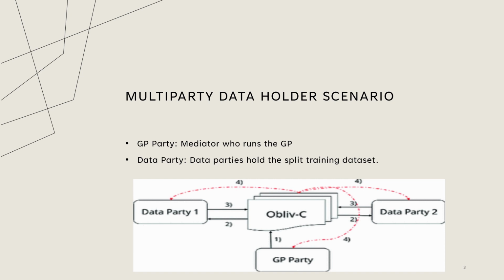The GP party generates candidate solutions and an obliv SMC program, which is then distributed to the data parties. These parties securely input their data. The fitness function evaluates the solution securely, and all parties receive the final result. This diagram here illustrates the data flow and interaction between the parties.